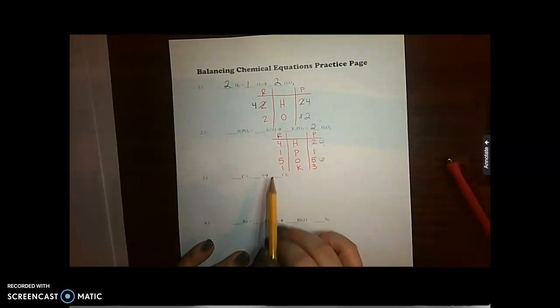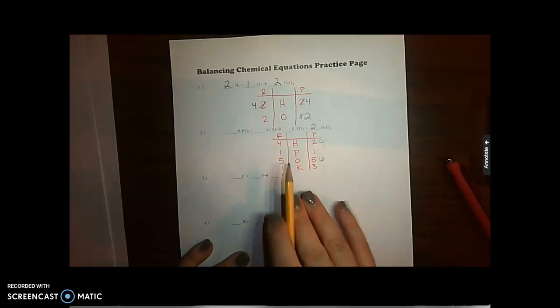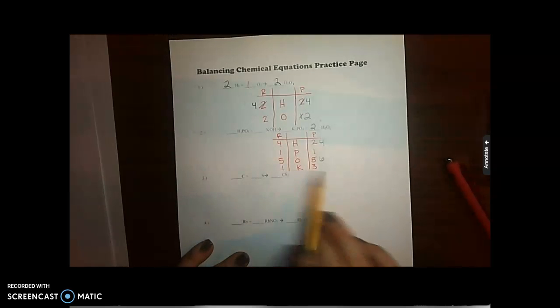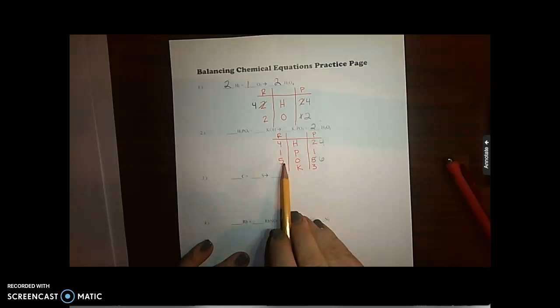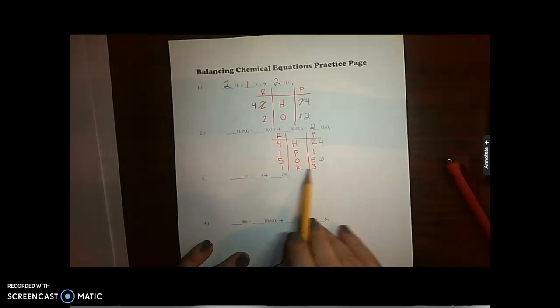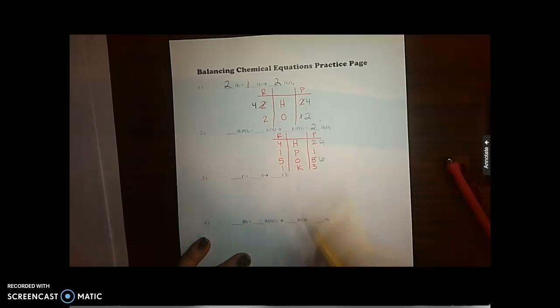So my hydrogens are balanced, my phosphorus are balanced, my oxygens are not balanced, and my potassiums are not balanced. So I could go and try to balance my oxygens, but it would be a lot easier to balance my potassiums. So we're going to go to this one first. So always just try to do the simple ones first and try to knock those out first.